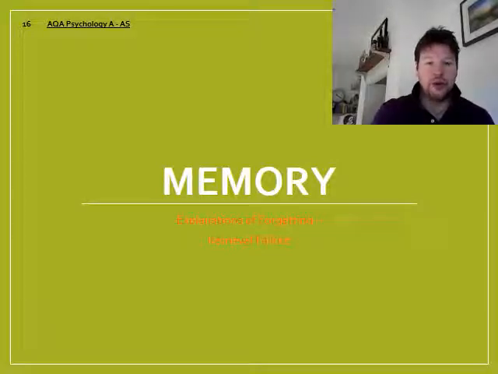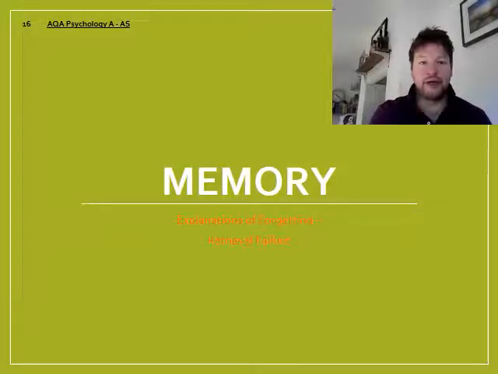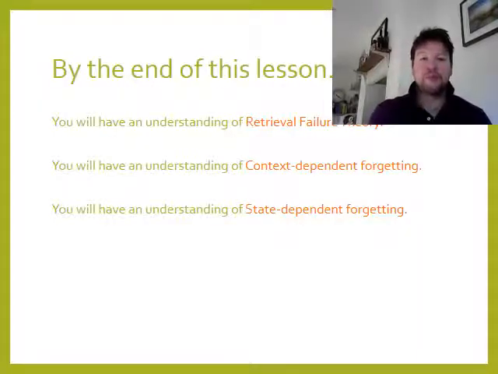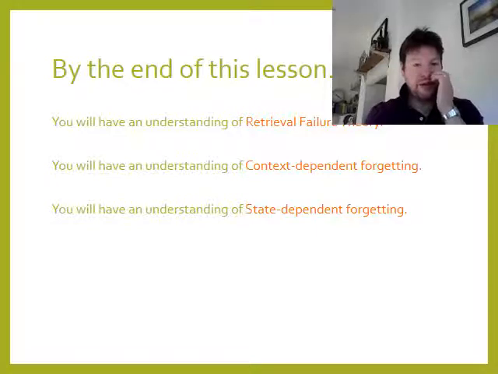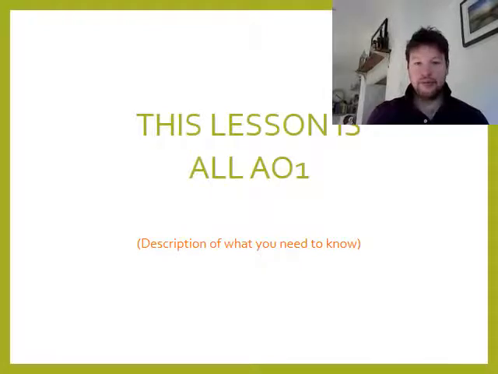Okay, so welcome to memory, the second type of forgetting. This is retrieval failure. These are the things you're going to need to understand: retrieval failure theory, and two types of them, context-dependent forgetting and state-dependent forgetting. All A01.